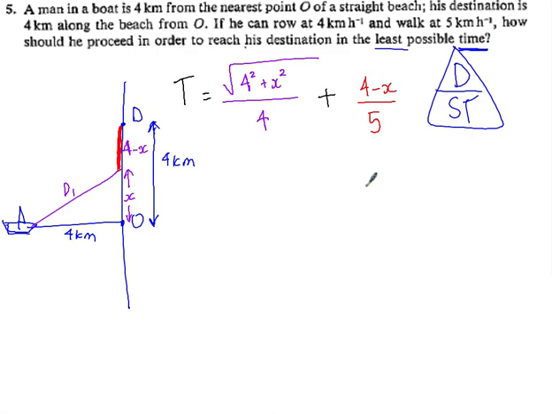Then what it's asking for, how should he proceed in order to reach his destination in the least possible time? So they're pretty much saying, whereabouts along this beach should he row to? So we're trying to find x, because that'll give us how far along the beach he needs to go. So we want to find t dash, make it equal to 0, and solve for x. Does that make sense? So how do we differentiate this?